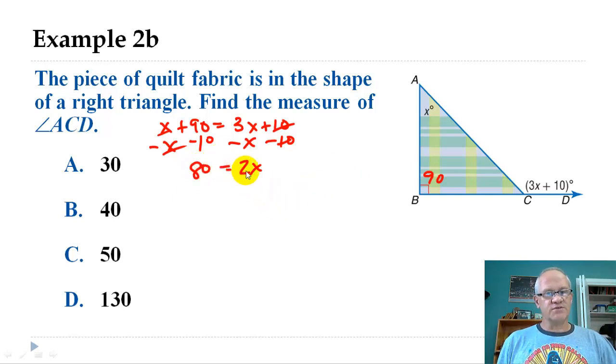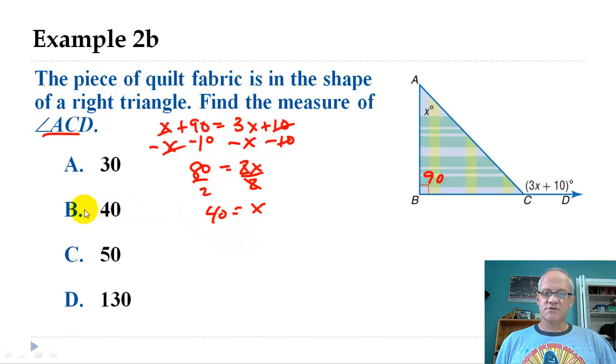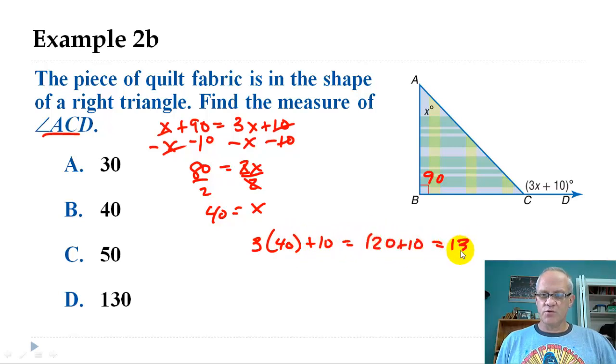Oh, but wait, that's 2x, so divide by 2. And so we got x is 40. All right. Oh, but wait, what were we trying to find again? We were trying to find the measure of ACD, not x. So it's not going to be b there. We have to plug it in over here, and so this is going to be 3 times 40 plus 10, which equals 120 plus 10, which is 130. And so it looks like that's going to be letter D there.